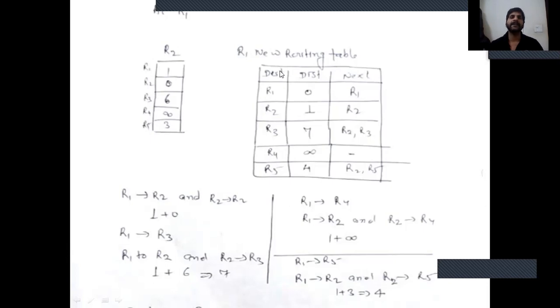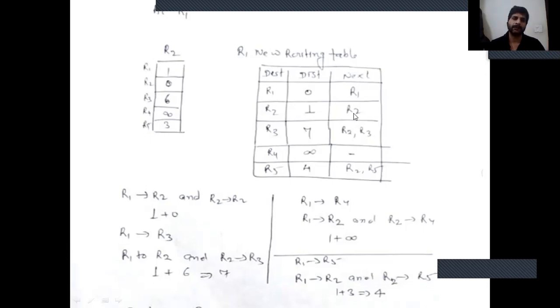We create the new routing table of R1 like that. Destinations R1, R2, R3, R4, R5. Now the distance is calculated. R1 to R1 is 0, next after R1, no change. Now R1 to R2, the distance is equal to 1.